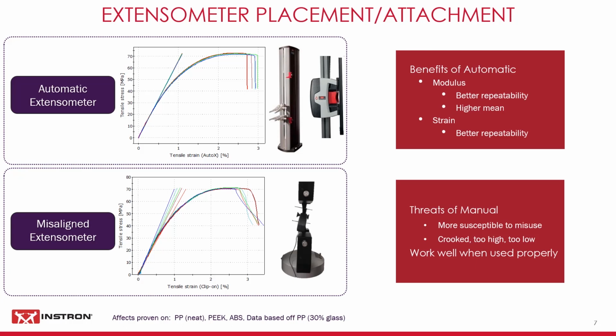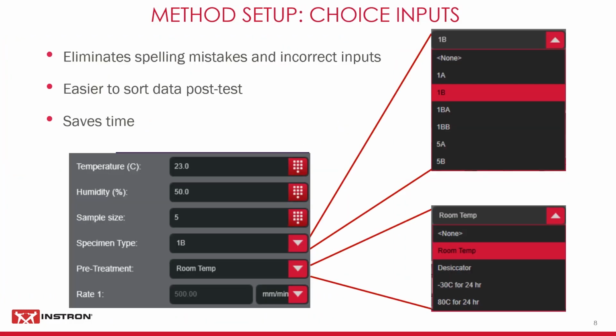locations. Just to be clear, I'm not saying that clip-ons by any means are bad. They're extremely accurate and when used appropriately produce highly repeatable and reliable results. What this study does show is that they're more susceptible to being misused, which can result in unwanted data variation. Now we'll move on to the method setup.